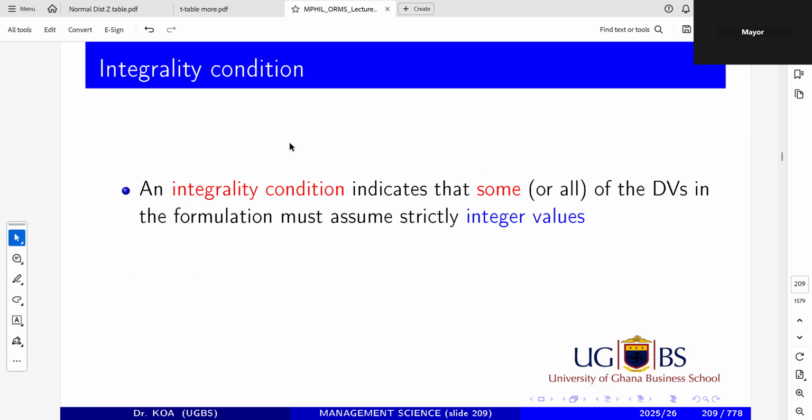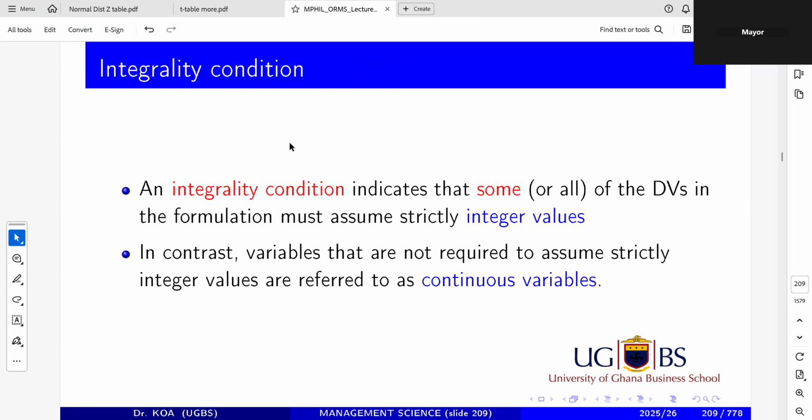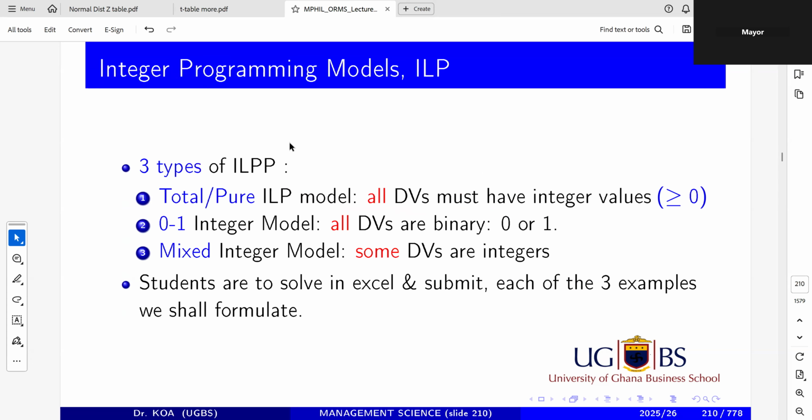So we are going to look at integrality constraints, and we are going to see how all of these things match up together. Now, there are 3 types of integer programming models. The first is pure integers. In that one, all the decision variables are integers, all of them.